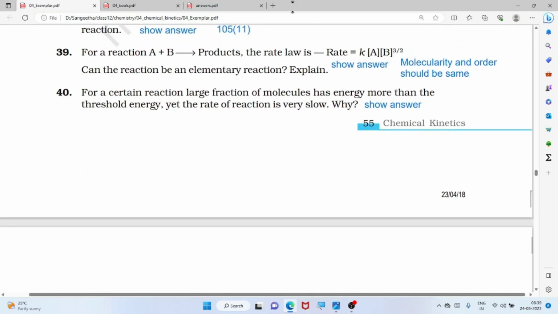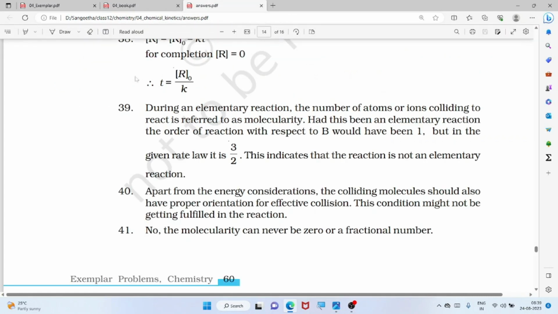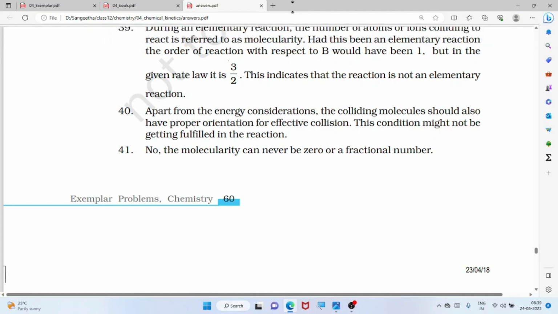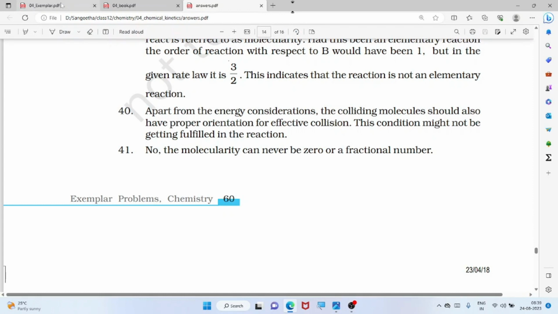For a reaction, a large fraction of molecules have energy more than the threshold energy, yet the rate of the reaction is very slow. Why? 40. Apart from the energy consideration, the colliding molecules should also have a proper orientation. I already showed in the book. Only when there is a proper orientation will there be an effective collision. This condition might not be getting fulfilled in the reaction.